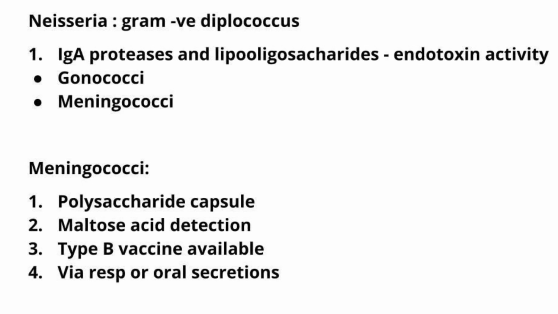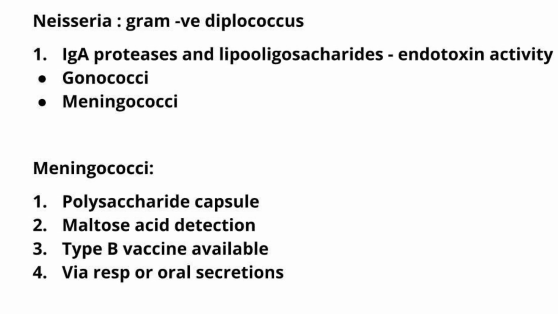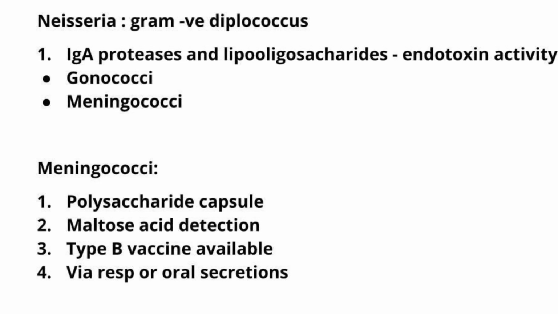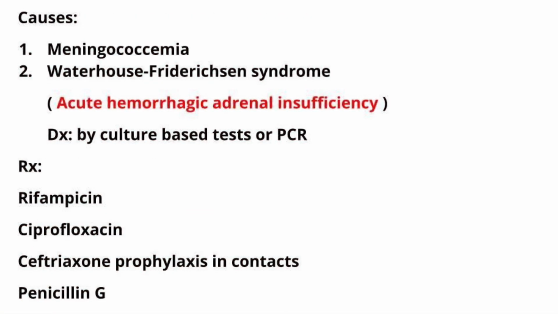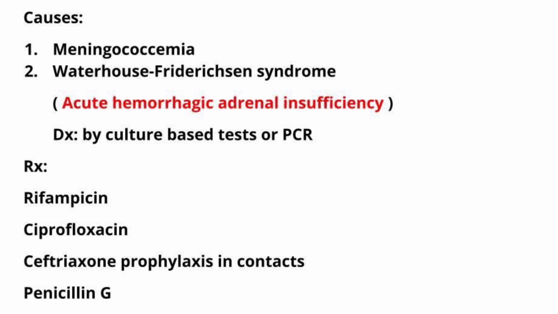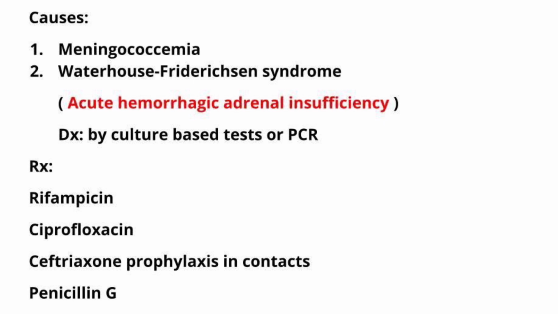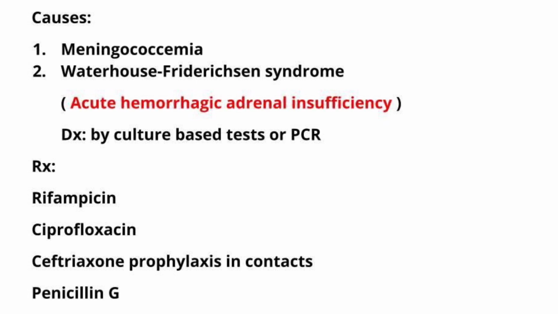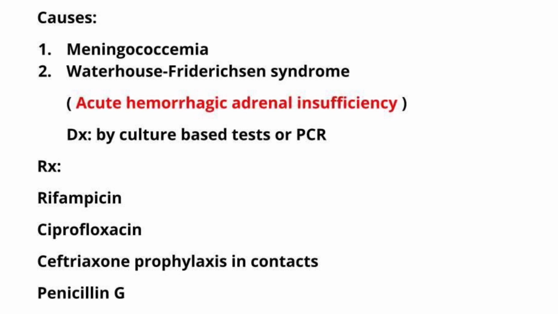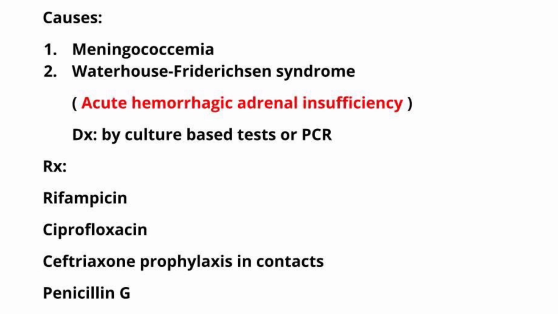Meningococci have polysaccharide capsules. They have a characteristic feature of maltose acid production. Type B vaccine is available against meningococci. The meningococci most commonly spread through respiratory droplets. The meningococci cause meningococcemia and Waterhouse-Friderichsen syndrome. It is nothing but acute hemorrhagic adrenal insufficiency followed by DIC. The diagnosis is done by culture-based test or also through PCR technique. Treatment is mainly rifampicin, ciprofloxacin and ceftriaxone in the contacts. And the patients can be treated with ceftriaxone and penicillin.